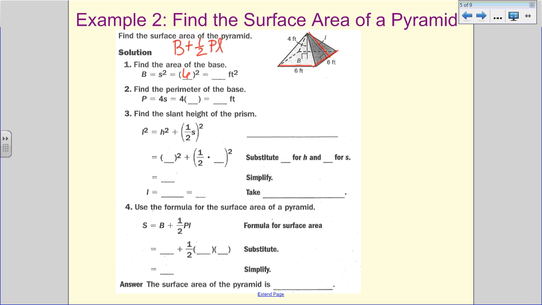So we're going to do 6 squared, which is 36 feet squared. The perimeter of the base is all 4 of those 6's added together. So they do 4 times 6, which is 24. So we found B, big B. We found P. Now we need to find L. So we're going to have to use the Pythagorean theorem.